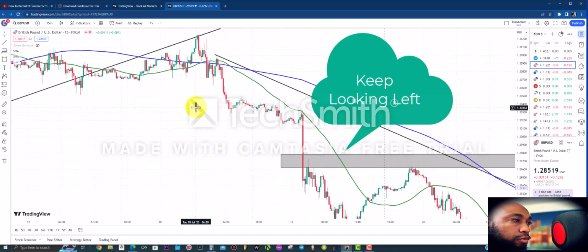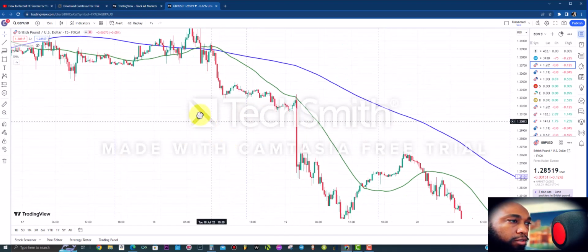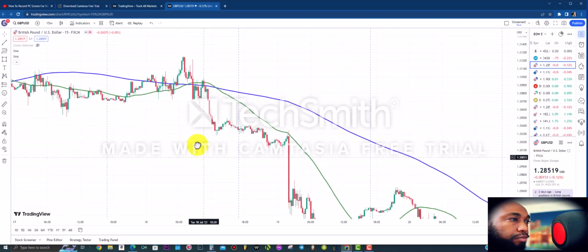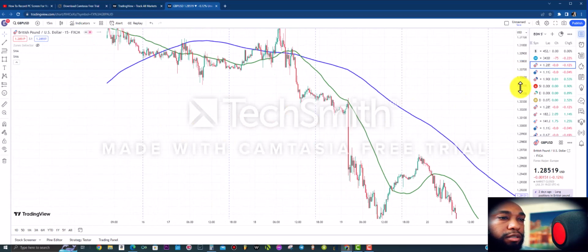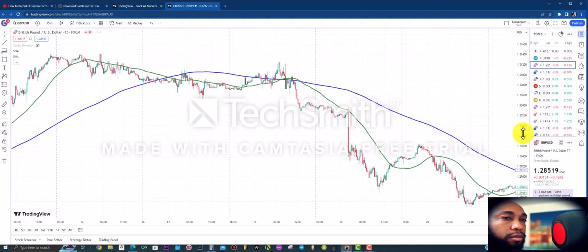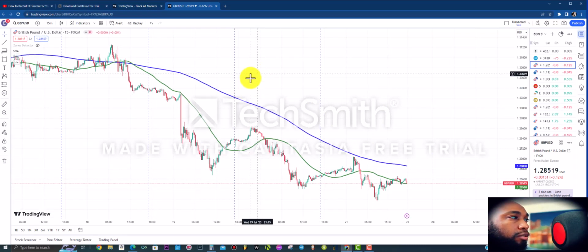So let me remove these drawings. Clean it up a little bit. Leave my moving averages on there. And bring this out a little bit. As you can see, price is trending, right? So we went from the top down, all the way from the daily, 4-hour, 1 hour. Now we're on the 15-minute looking for entries.